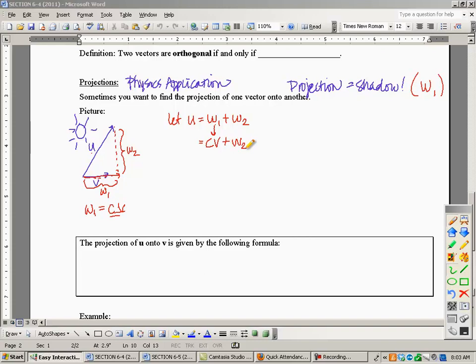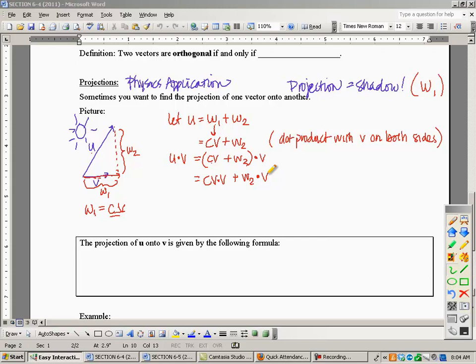Okay, now I'm going to do something slightly different, and this is one of the things you can do with projections. I'm going to take the dot product with vector V on both sides. So it's like multiplying both sides by a reciprocal or something like that. So I'm going to take the dot product of U and V here, and I'm going to take this whole quantity and do the dot product with V. So scalar times V plus this length W2, and let's see what happens. Well, if I take C times vector V with the dot product of V, I get C times the dot product of V with V, plus the dot product of W2 with V.